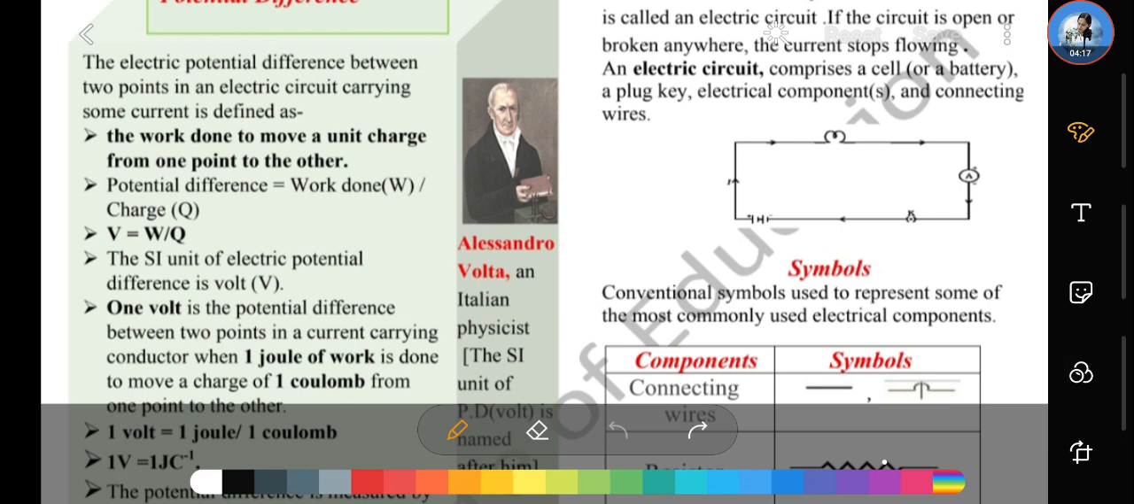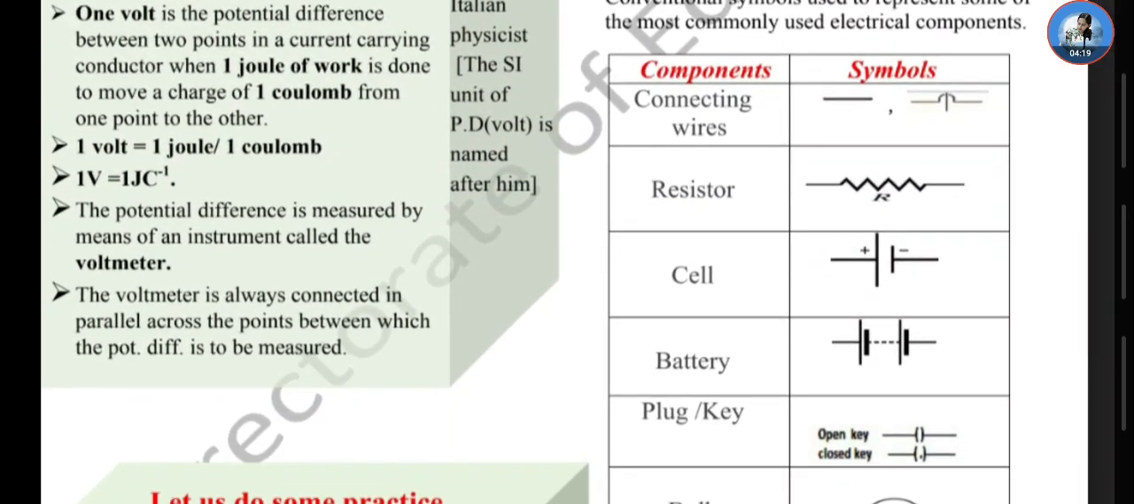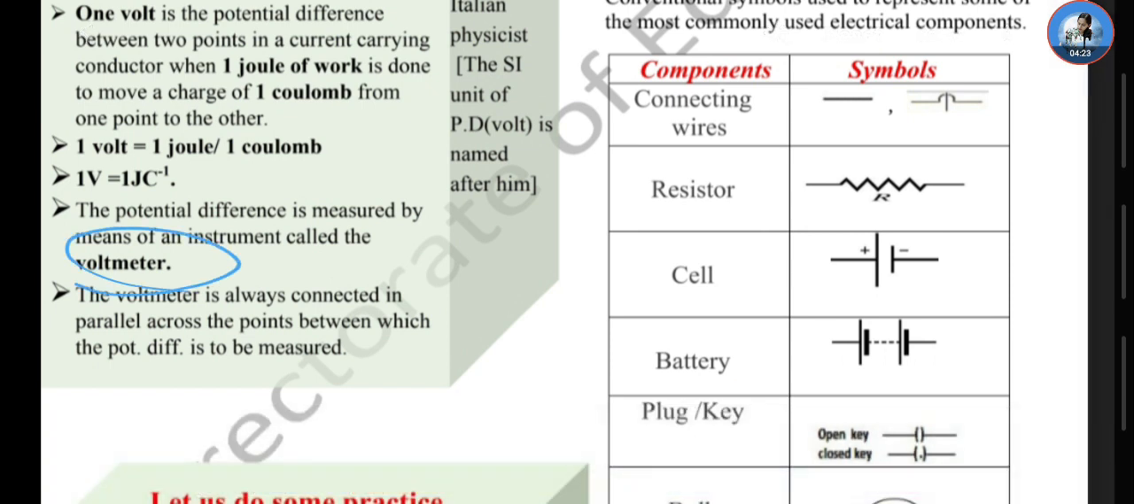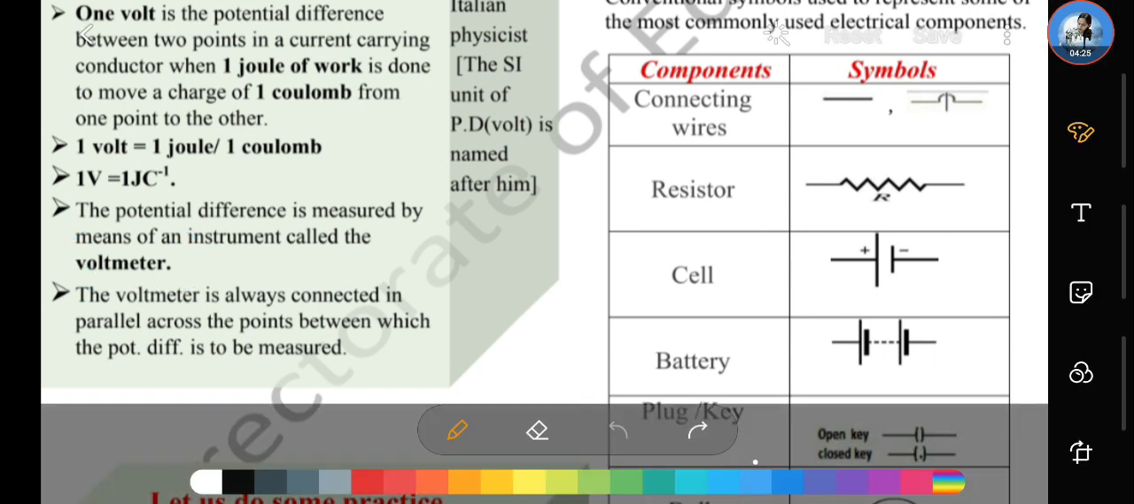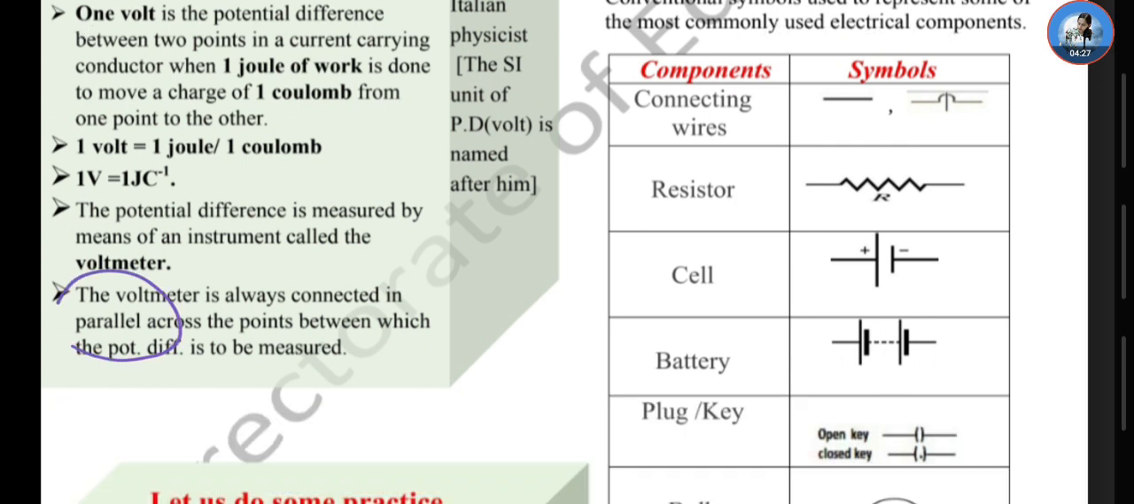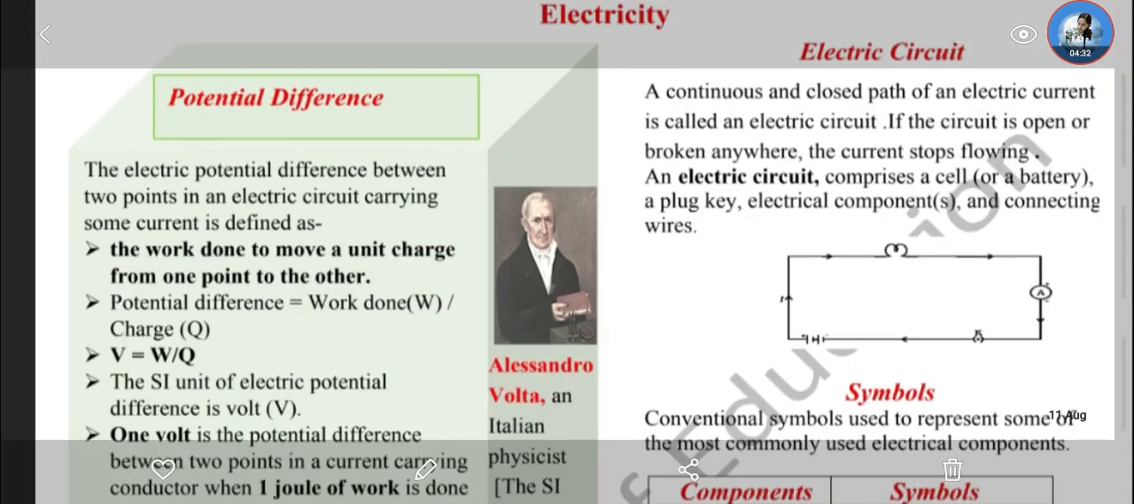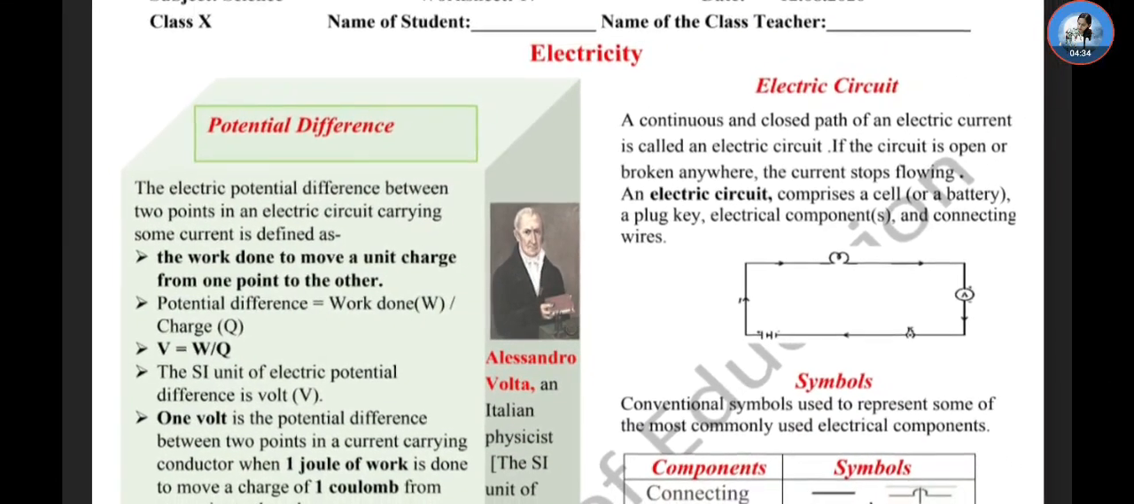The fifth thing we read here is that the potential difference is measured by voltmeter, and the last one is that voltmeter is connected in parallel. Got it? Now move to our next topic, that is electric circuit.